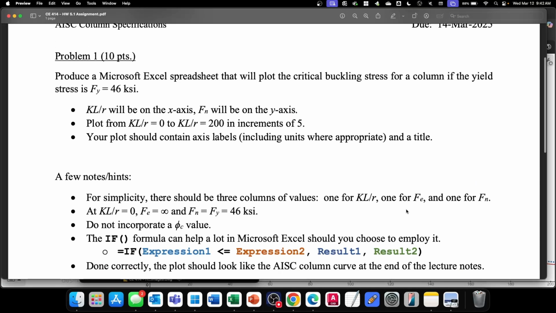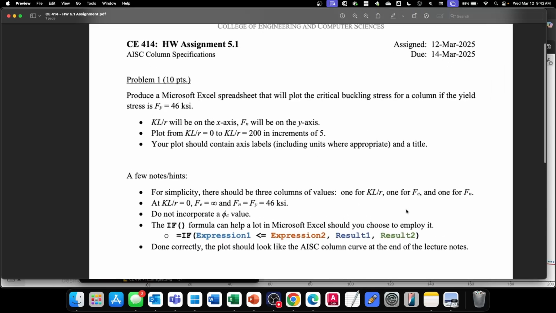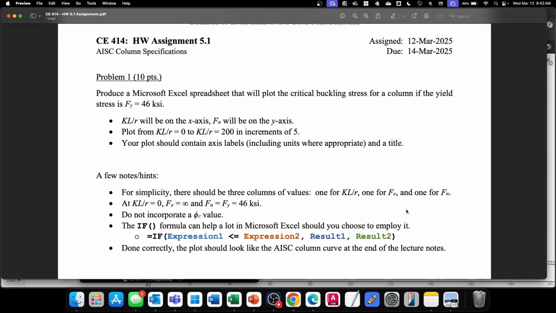So your homework is, there we go. So I want you to produce a Microsoft Excel spreadsheet that will plot the AISC column curve, so essentially the red curve, for an Fy of 46 KSI. Okay, so you're going to put KL over R or LC over R, what have you, on the x-axis, and Fn goes on the y-axis. When you do your calculations, do from 0 to 200 in increments of 5, and make sure that your graph looks nice, you know, axis titles, all that jazz.